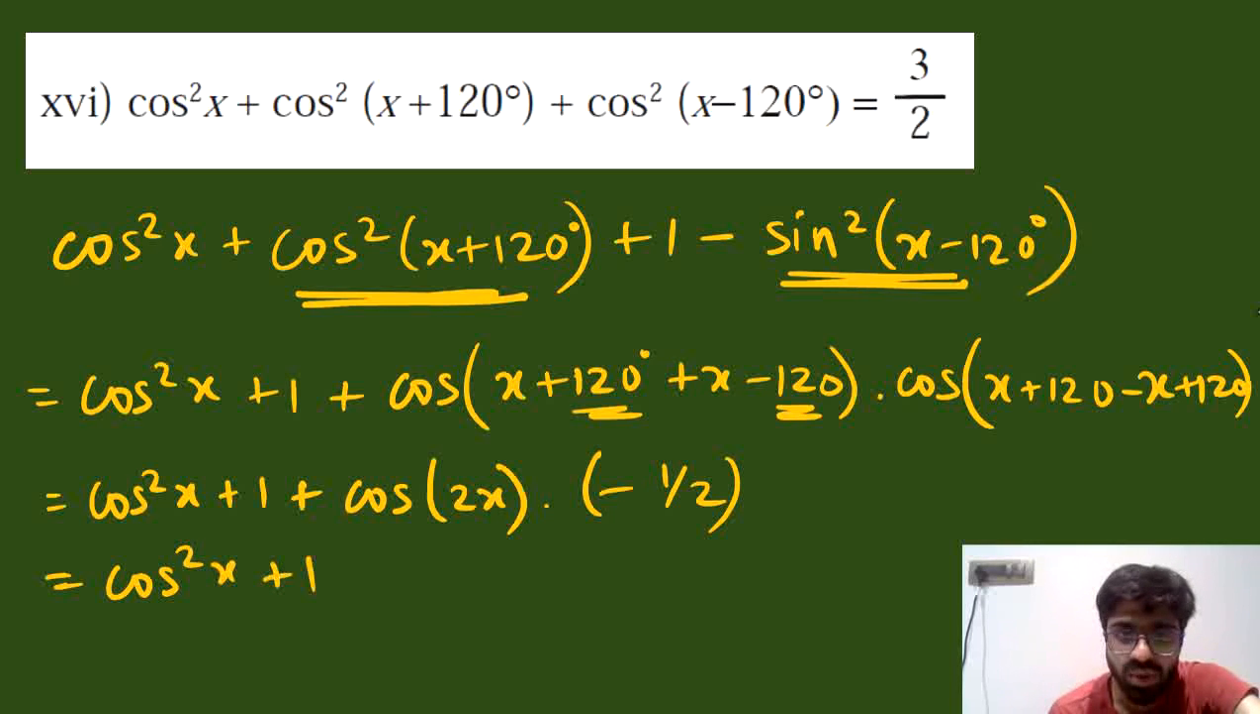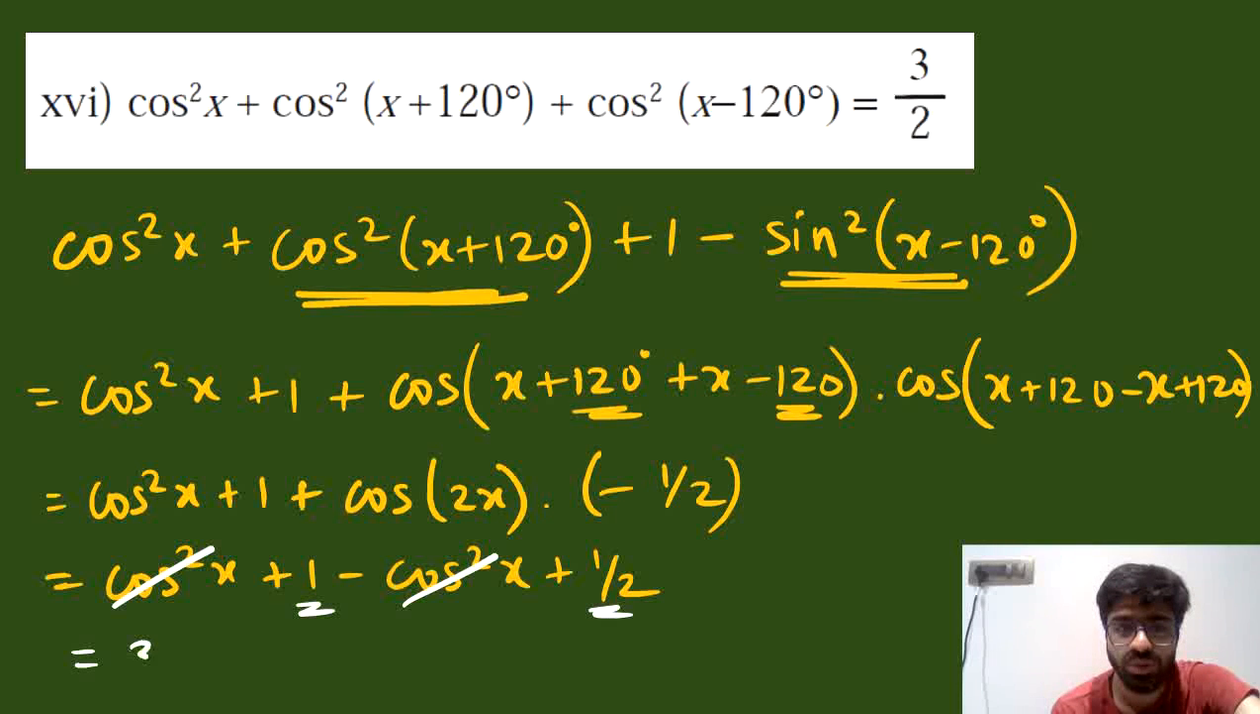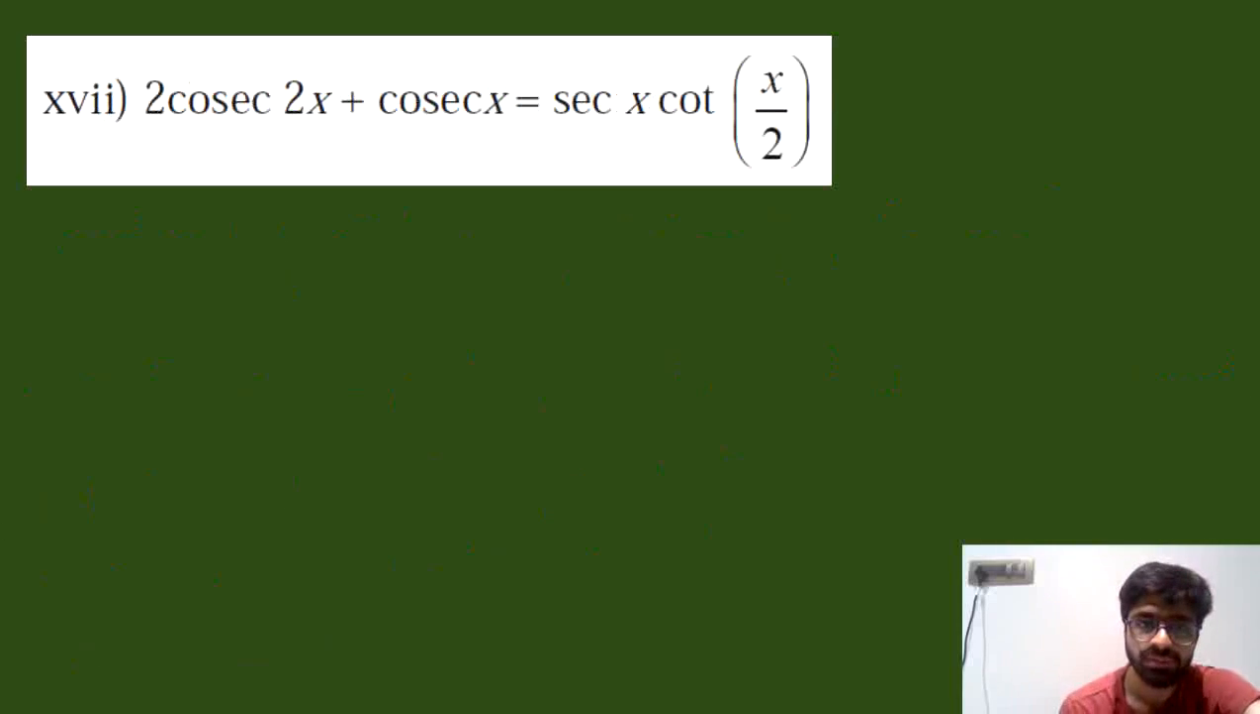cos square x plus 1 minus half into cos 2x. So here we can write cos 2x as 2 cos square x minus 1, and when you expand the bracket with that half term, the first term will be minus cos square x, the last term will be minus half into minus 1, which is plus half. So the term in cos square x gets cancelled, and 1 plus half gives you 3 by 2, which is what you have on the right hand side. That's how we are proving our 16th question.